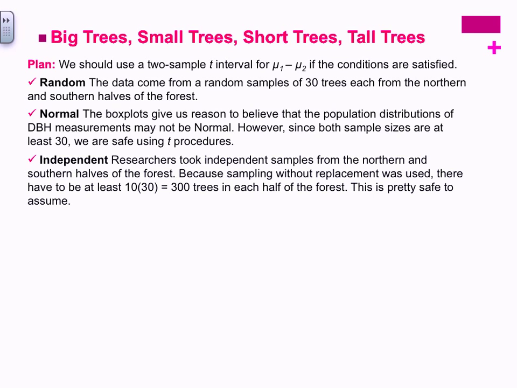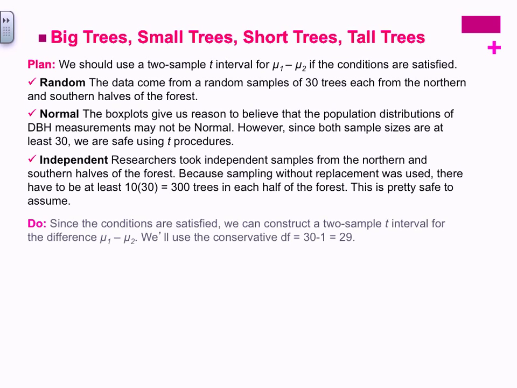The other idea is that it is a sample size of 30. So actually you were safe even if you didn't have the box plots, because they did have a large enough sample. So that's more than you even needed here. And then independent: I think it's safe to assume that 30 trees would be within 10% of trees within a half of a forest.